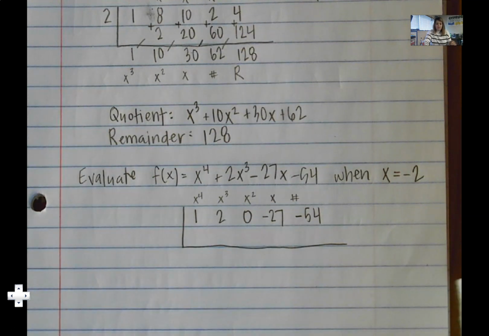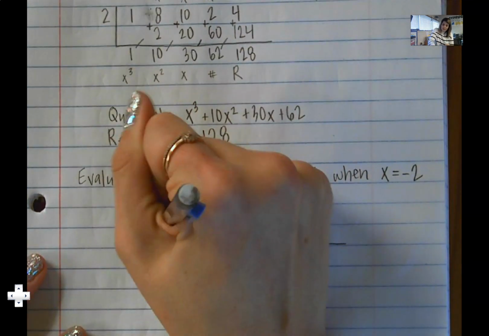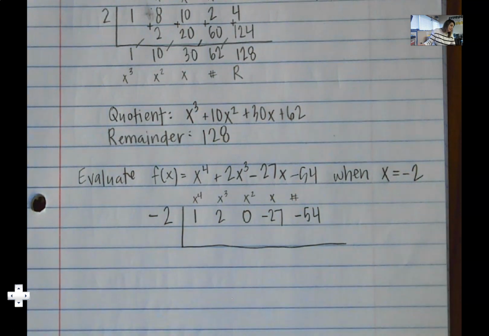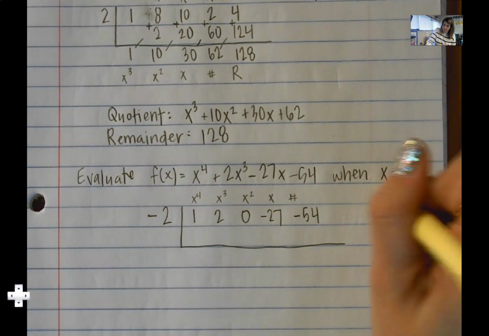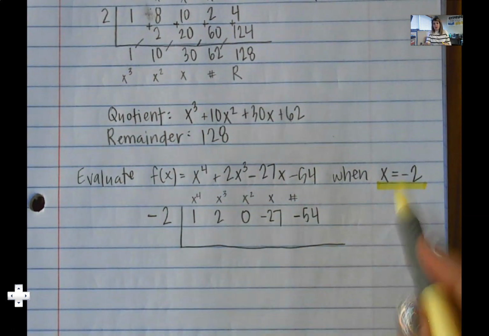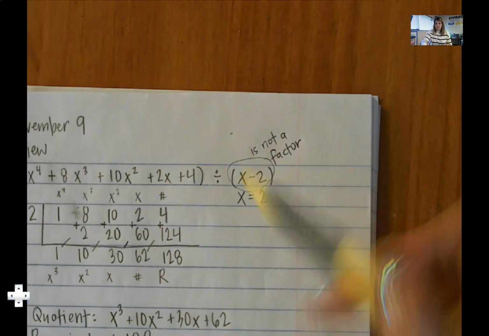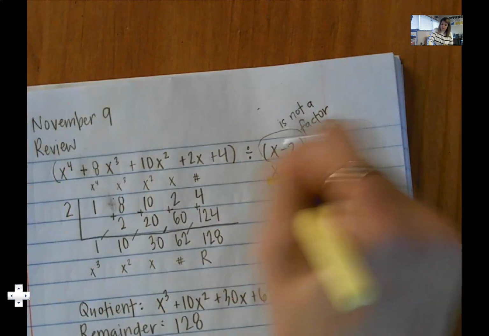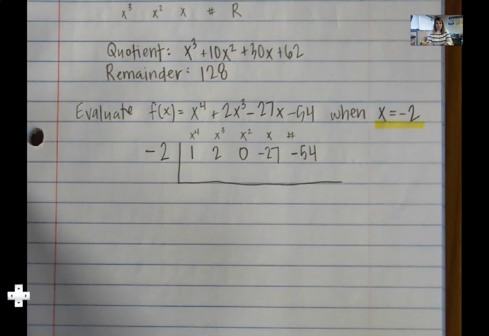Now this time outside of the house, we put what they give us. We put x is -2. Why? Because that's what we always want. We always want to use what x is. Remember, up here we had x -2, so we needed to change it to what x is. So in this one, they just give us what x is.